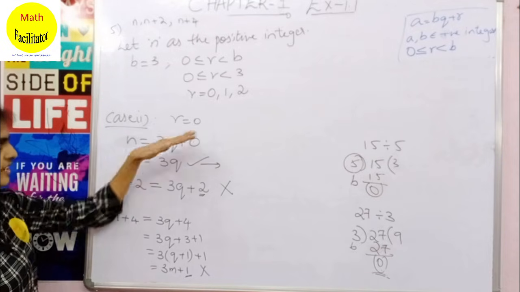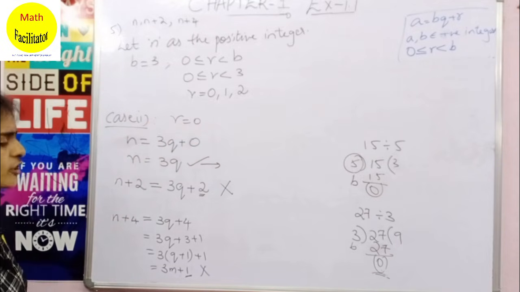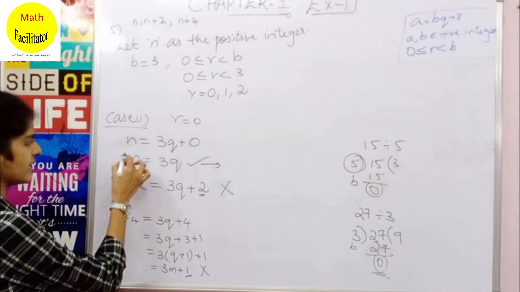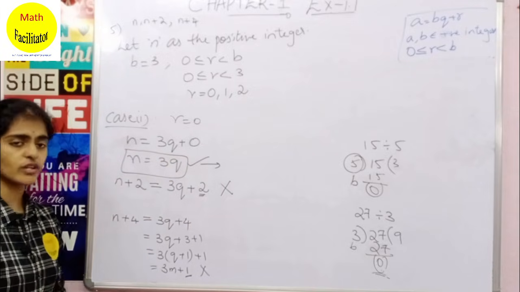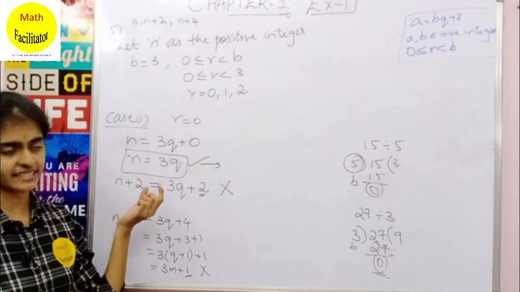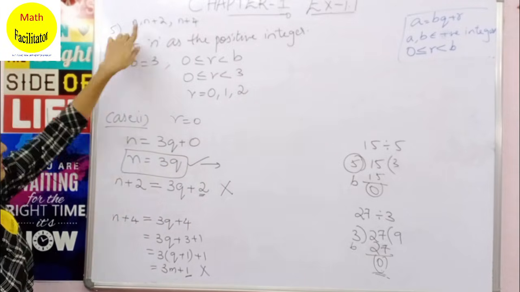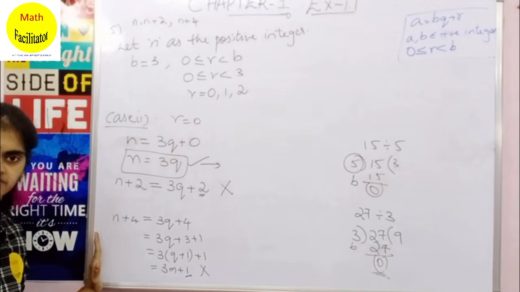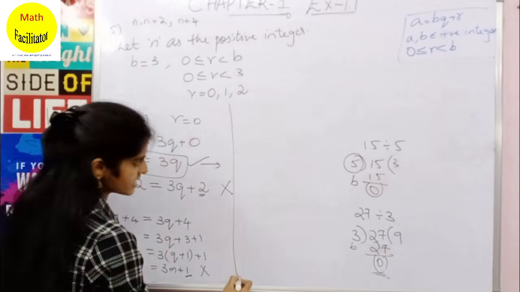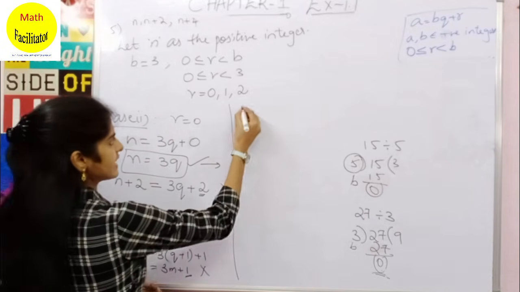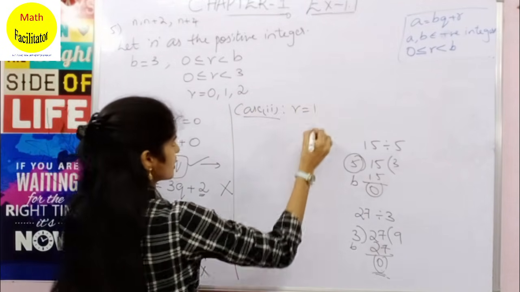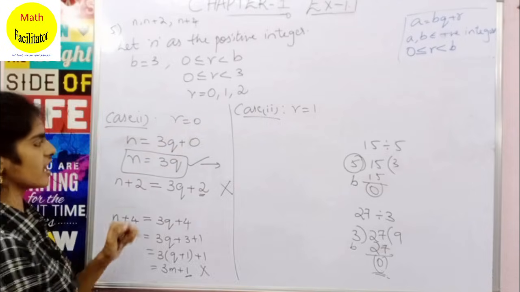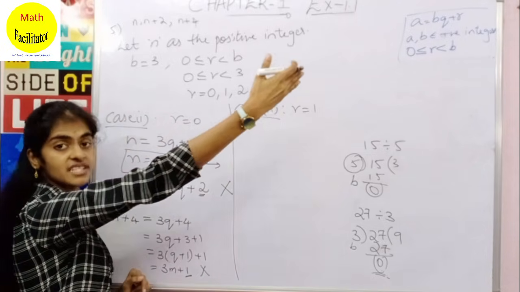So when you took r equal to 0, you got only one case which is divisible by 3. Only n equal to 3q is divisible by 3. n plus 2 and n plus 4 are failing. Clear? Now let us check for the next conditions also. In case 2, r equal to 1. When you take r equal to 1, let us check what happens with Euclid's division lemma.